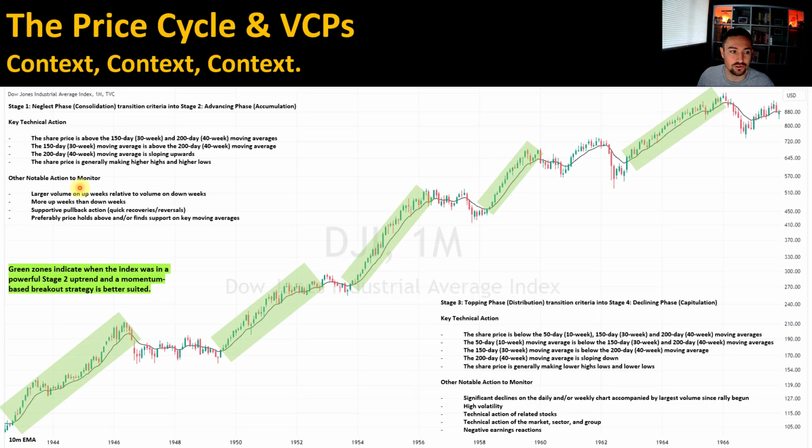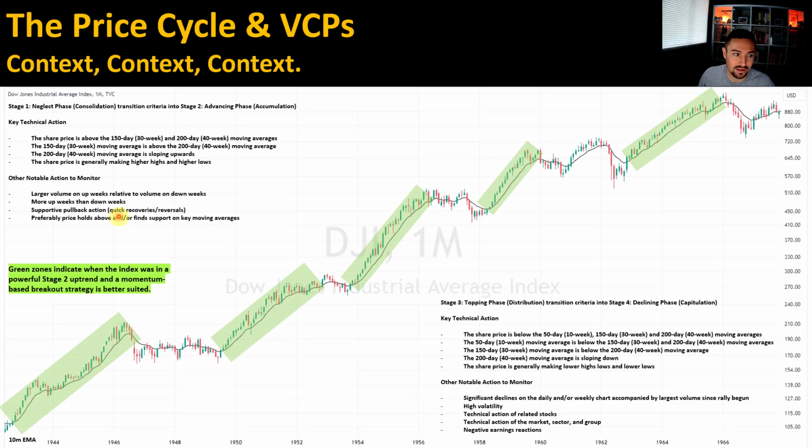Other notable action to monitor. So this is on that transition as it's coming out. It could be the stock, it could be the major indexes coming out of that transition from stage 1 to stage 2, and that nice powerful uptrend. Larger volume on up weeks and/or up candlesticks as well, if you're just looking at a daily chart, relative to volume on down weeks or down days. More up weeks than down weeks, that would also help support higher highs and higher lows.